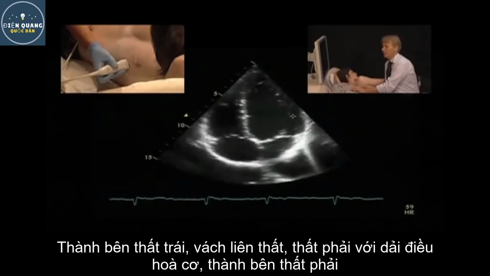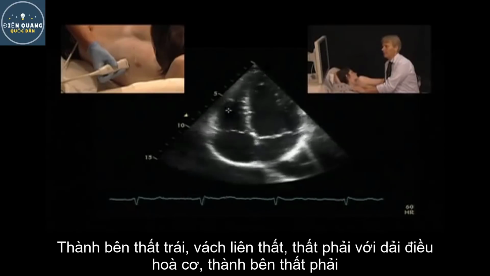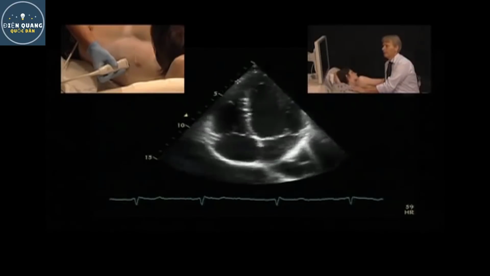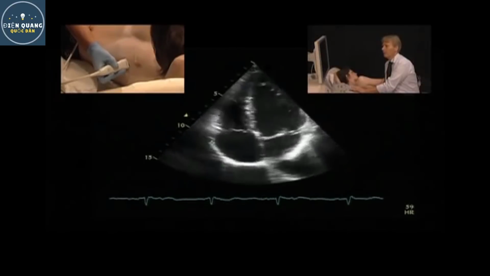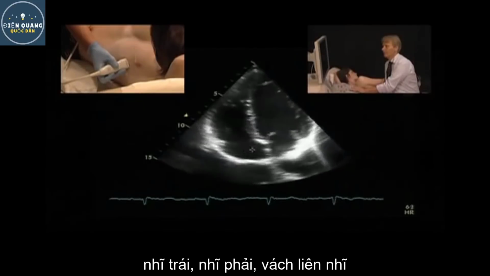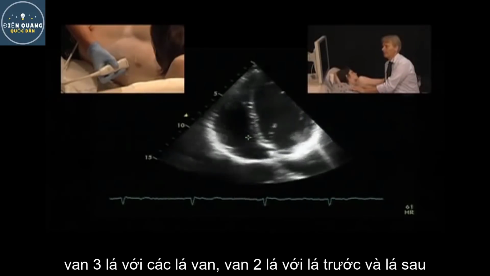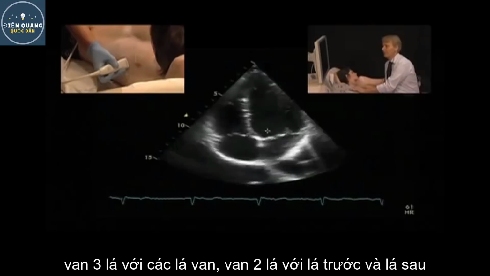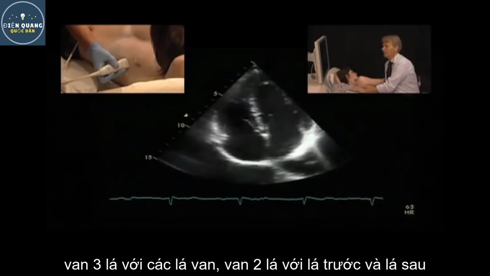We have the lateral wall of the left ventricle, we have the septum, we have the right ventricle with a moderator band, we have the lateral wall of the right ventricle, then we have the left atrium, the right atrium, the interatrial septum with the fossa ovalis, we have the tricuspid valve with the septal leaflet, and here the mitral valve with the anterior leaflet, the posterior leaflet.